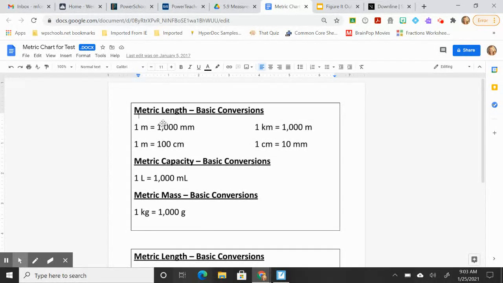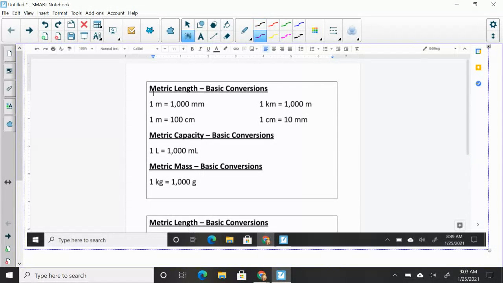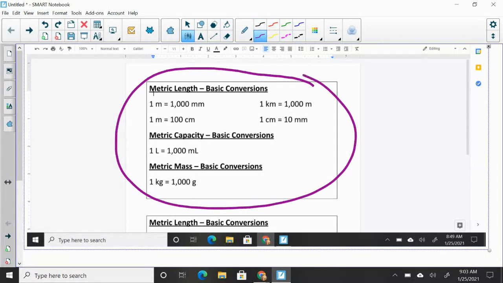So this chart that you see here, these are basically the things that you need to become familiar with. So let me go back to my screen here. Here we go. So we have three basic units. You have meters, liters, and grams. Meters measure length or distance. Liters measure volume, or capacity. And grams are your base unit for mass.